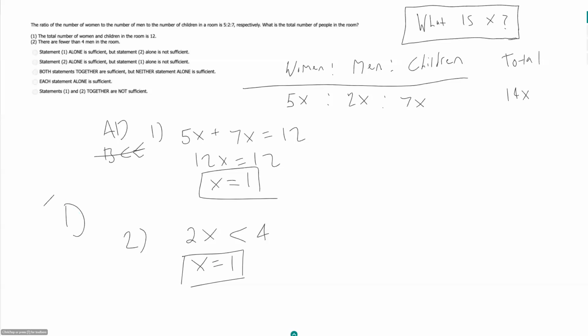So these are actually both sufficient. Not that bad, even though the second statement is the tricky one for sure.